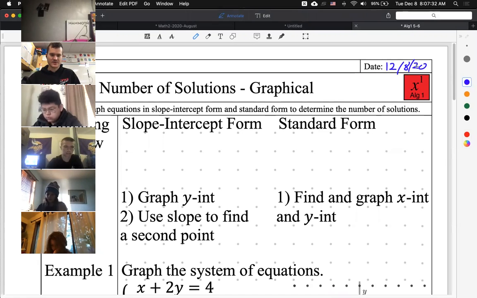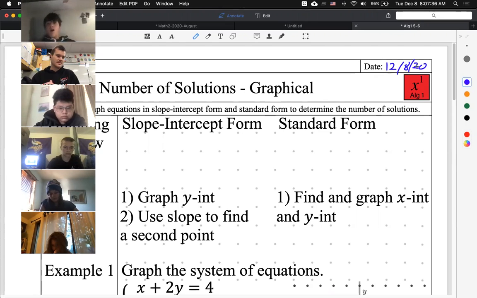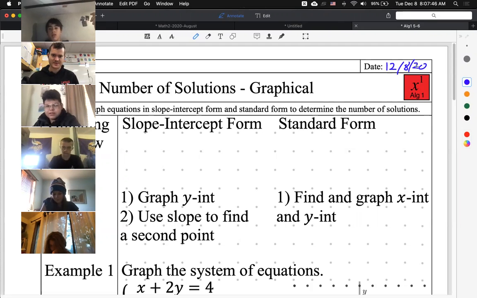Who would like to read our objective for the day? Go for it, Diego. Graph equations in slope-intercept form and standard form to determine the number of solutions. There it is. So unit 4 comes back and either haunts us or makes it nice and easy if we're really good at graphing these things.